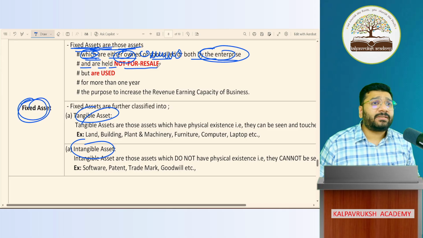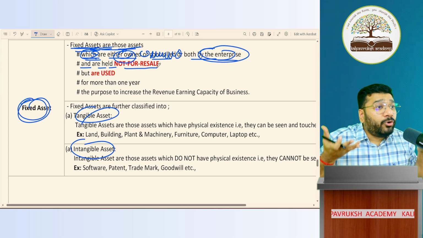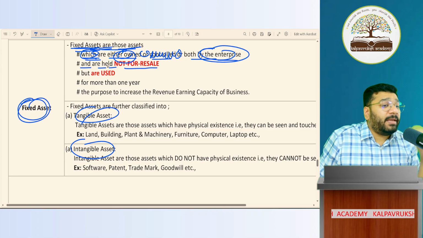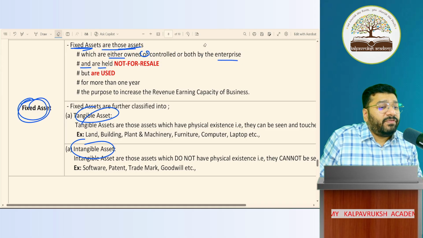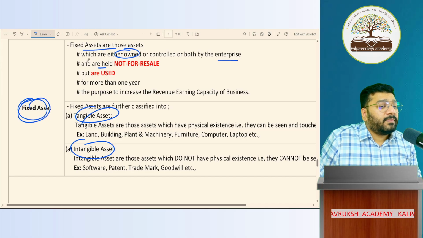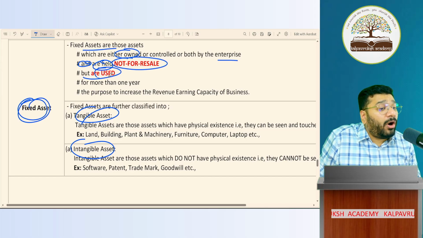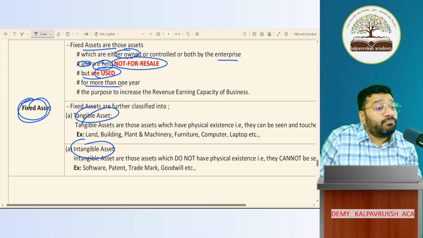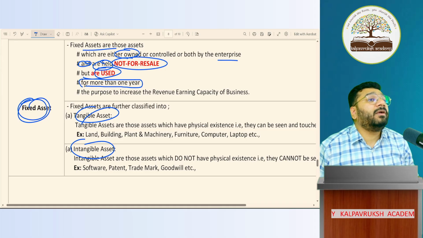This camera I purchased, what is the purpose of this camera? I want to use it. So all these assets I purchased, my intention is to use them and not sell them. Fixed assets are those which are owned and are held not for resale but for use, and my intention is to use them for more than 1 year. Got it? Not got it?